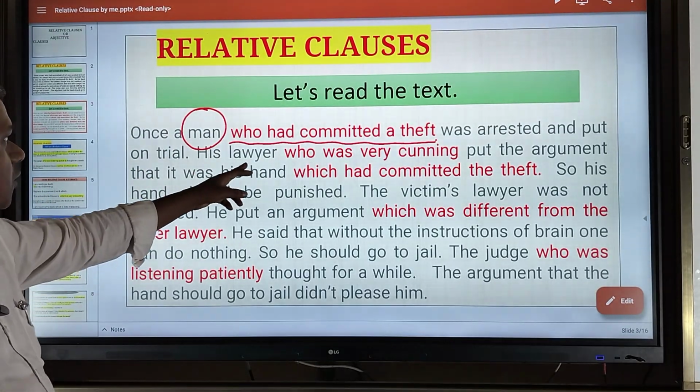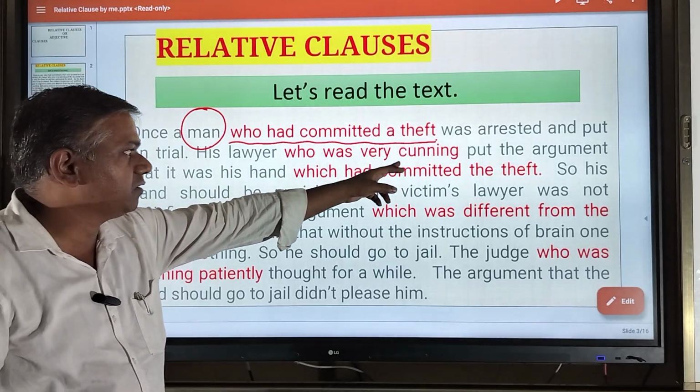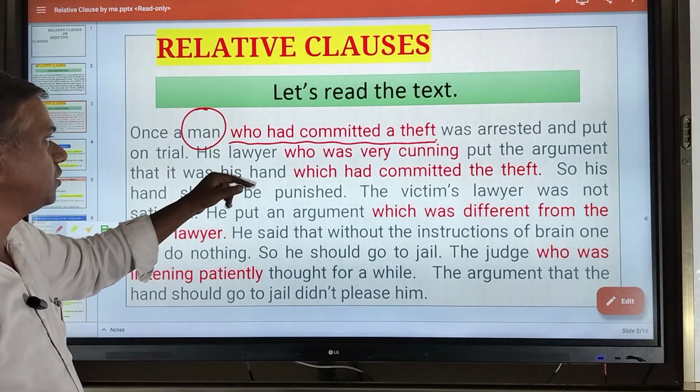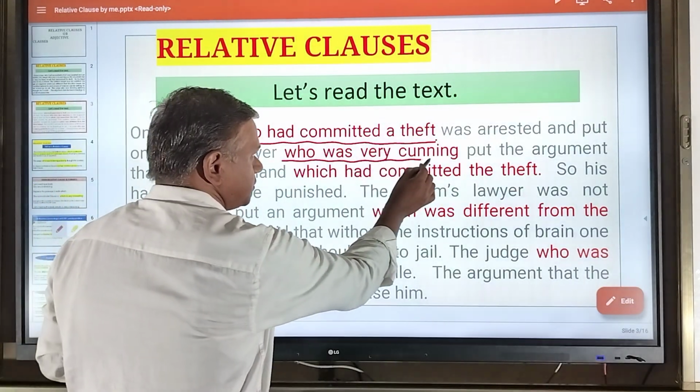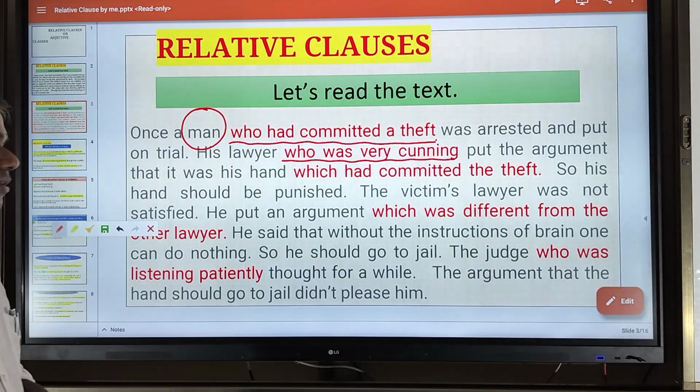Here you see he is a lawyer. Now who was very cunning, who was very intelligent. So this is also a relative clause.